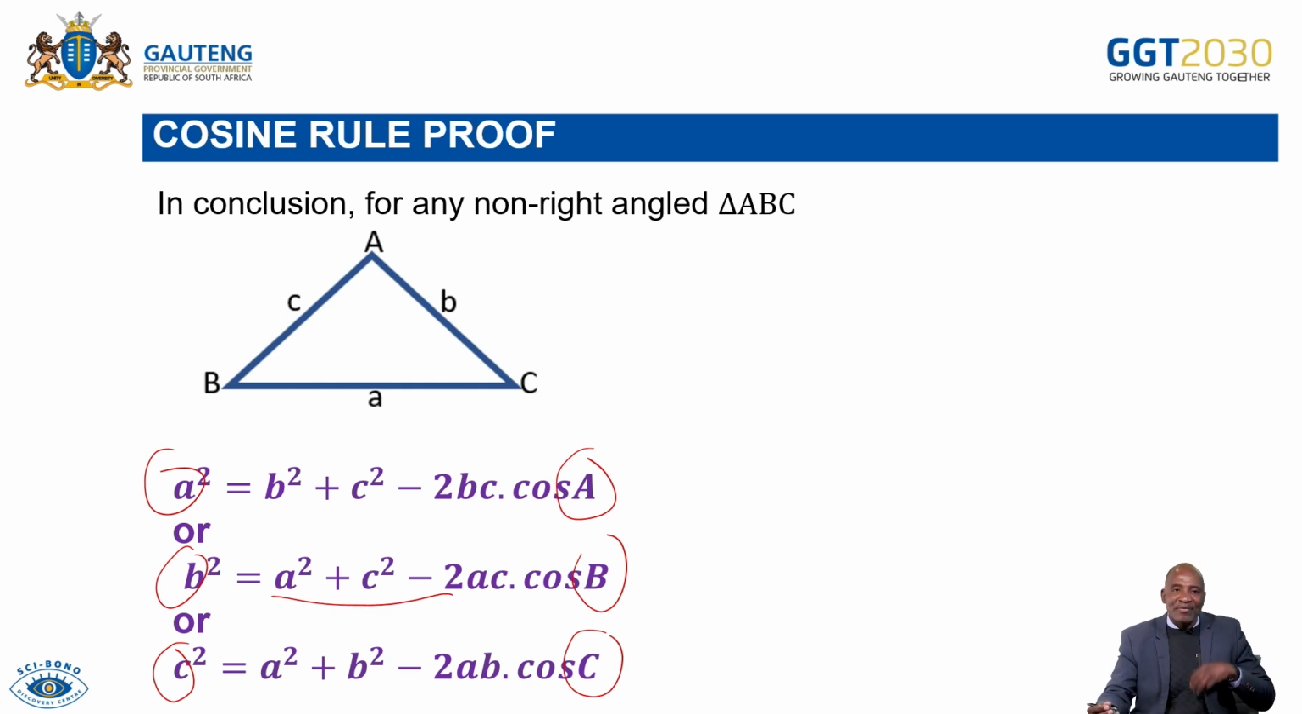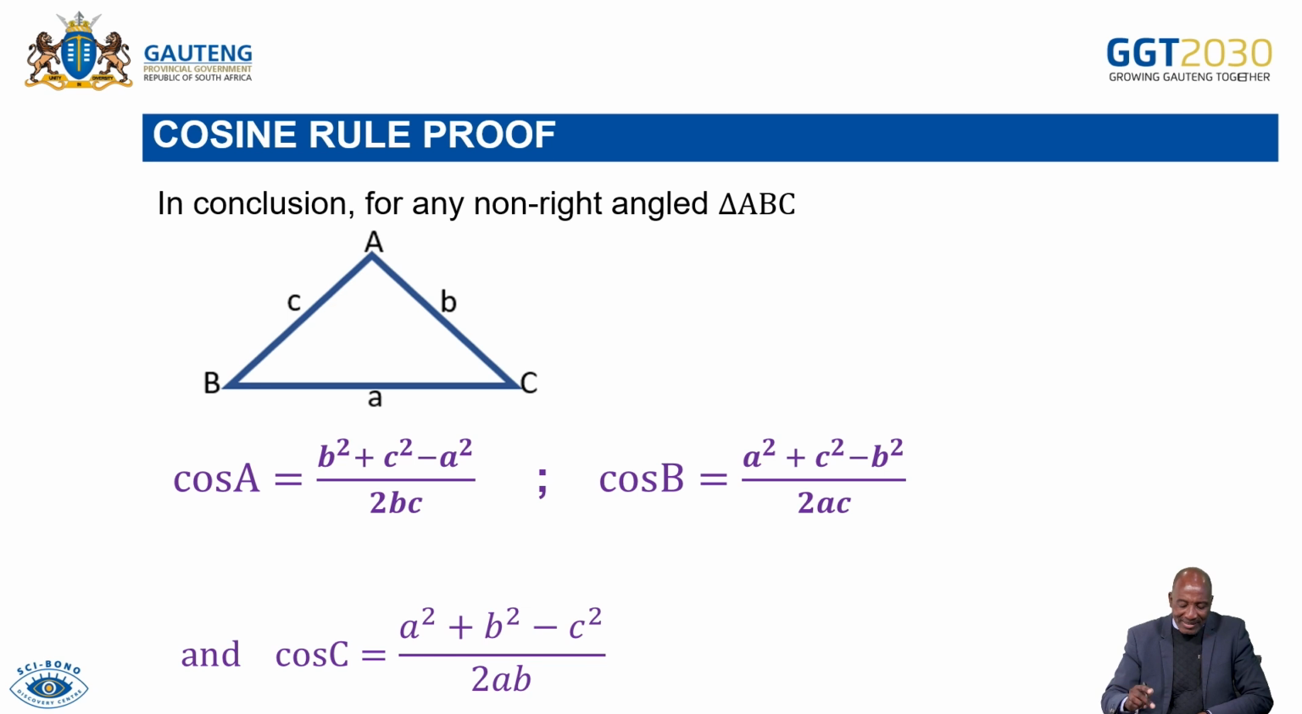So if we have C, we'll use sides A and B, and the angle C must be known. It means it's the angle between those two sides.